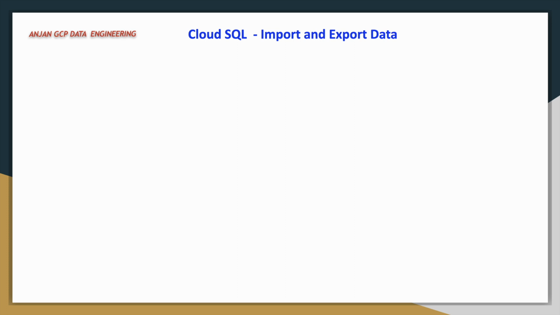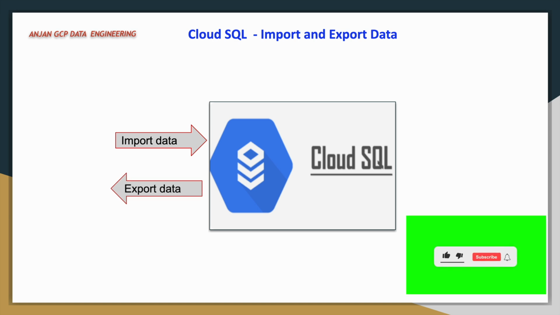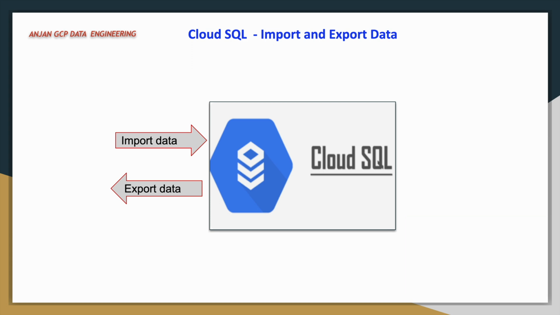So in this video we will see how we can export and import data into a Cloud SQL instance, right? As part of this demo we are going to see the different options using which we can import the data into a Cloud SQL instance, and also we will see an option for how we can export data into a GCS bucket. Okay, so let us quickly move to the demo.